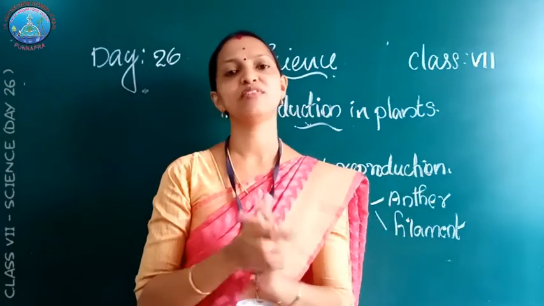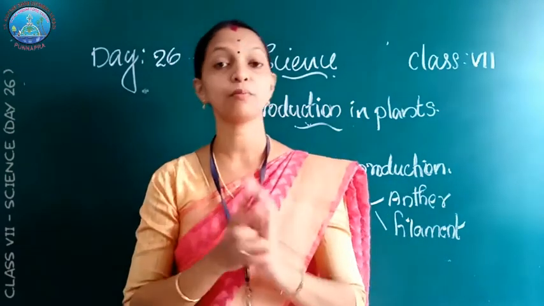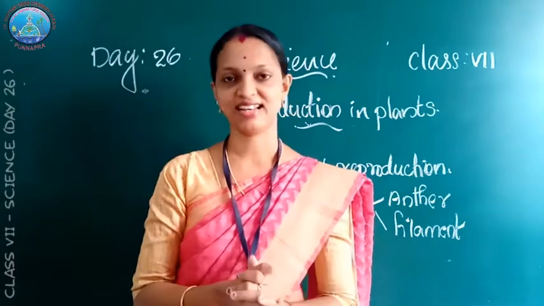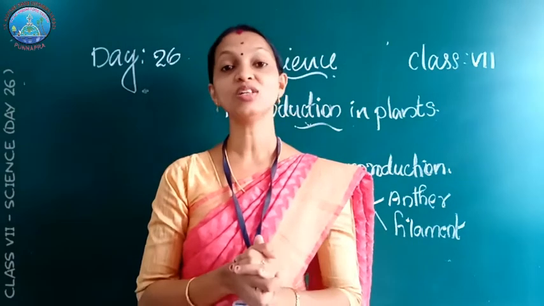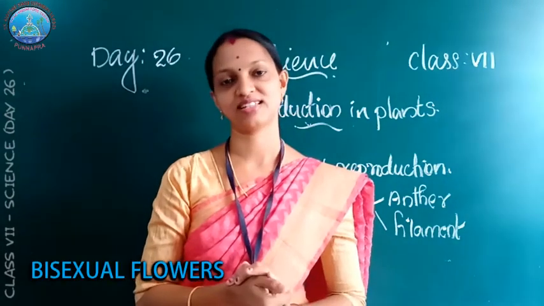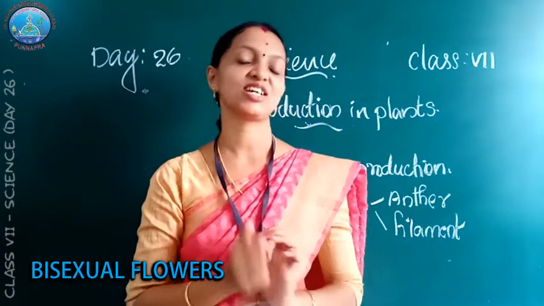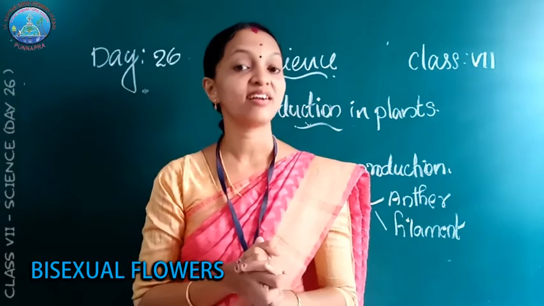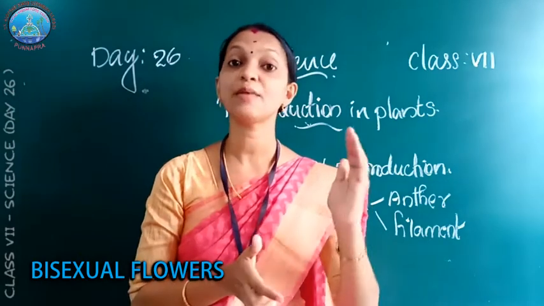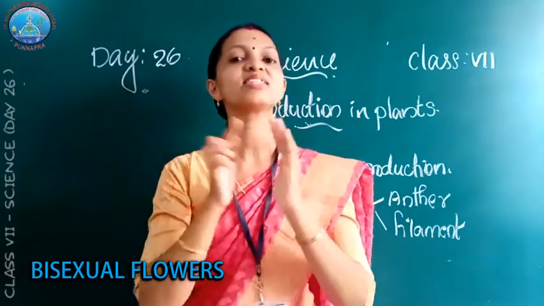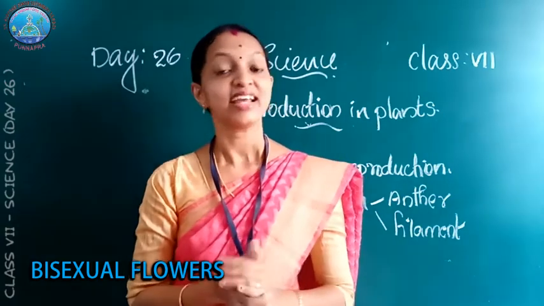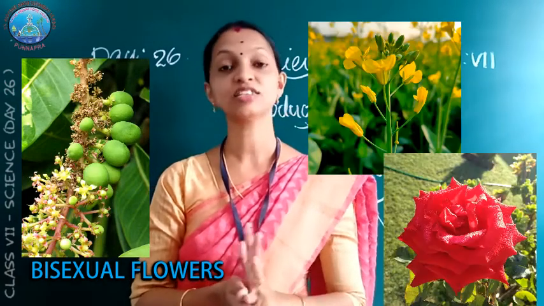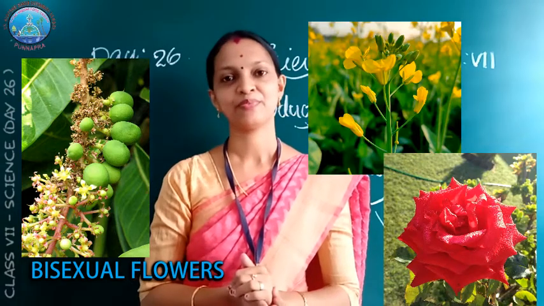And some of the flowers contain both male and female reproductive parts, that is stamen and pistil. These flowers are called bisexual flowers. The flowers which contain both stamens and pistil are called bisexual flowers. Examples of bisexual flowers are mango, mustard, rose, etc.